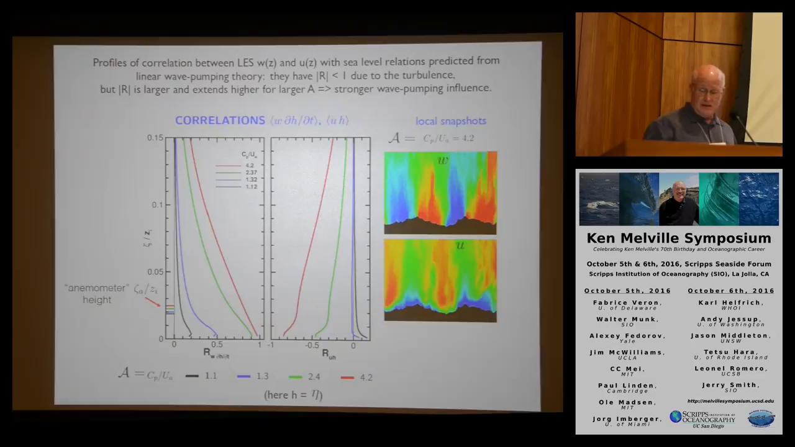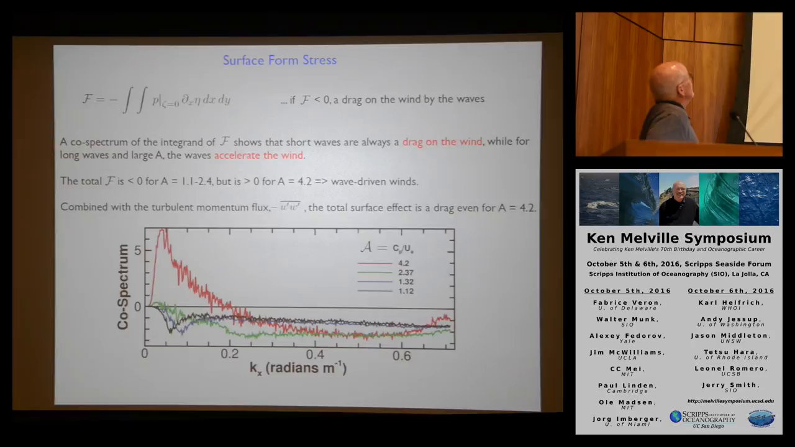If you look at the form stress, which is this area integral of the pressure in the atmosphere at the surface against the slope of the sea surface, here in the x direction, then this is an integral force, and the sign convention is such that when it's a negative quantity, that means that the waves are dragging on the wind, which is, of course, the usual expectation. And you can compute a cospectrum of it in the wave number vector downwind, in the direction of the wind and the wind in the primary wave field.